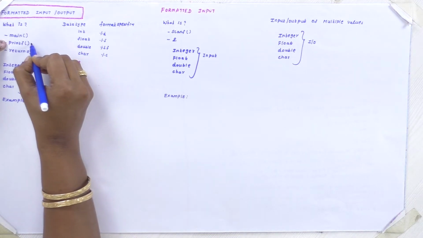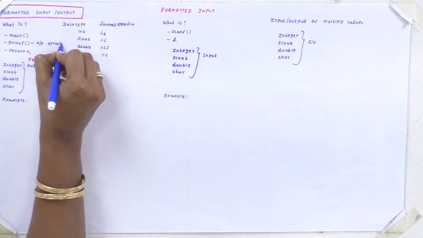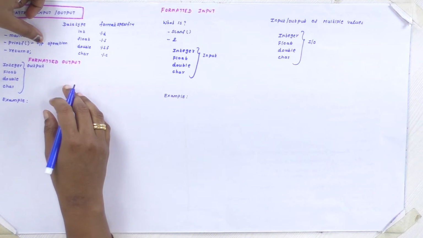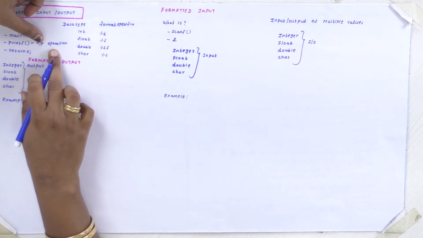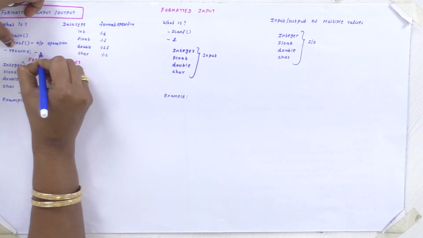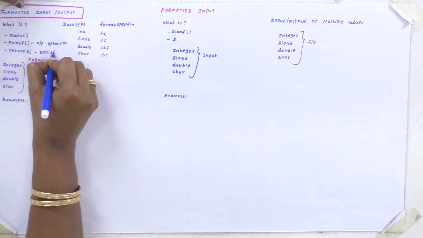Printf refers to the output operations. It displays the output in the console. Return refers to the exit status.